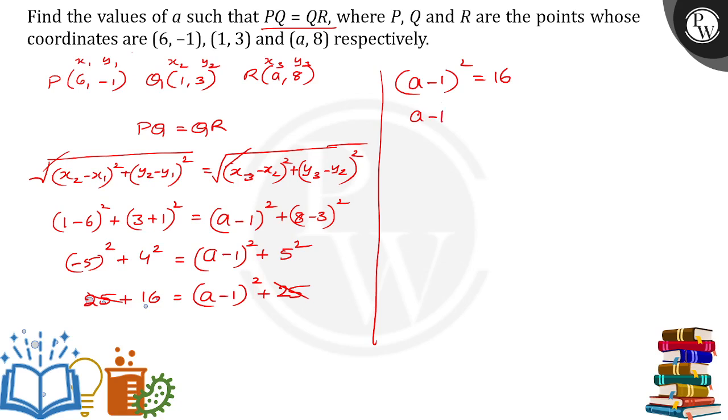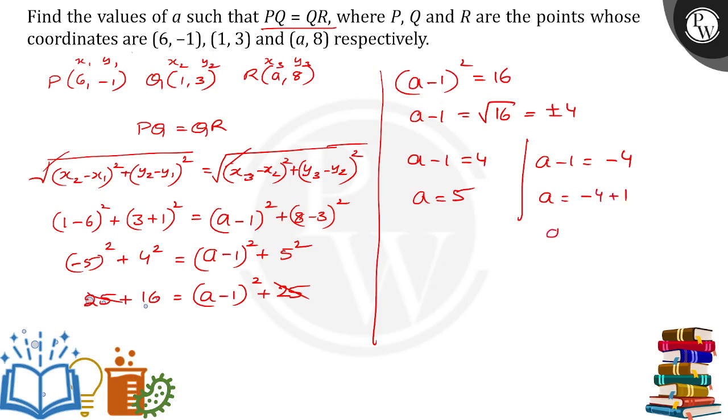So a minus 1 is equal to how much? Square root of 16, which is nothing but plus or minus 4. So if a minus 1 is equal to 4, then a is equal to 5. The same way, if a minus 1 is equal to minus 4, then a is equal to minus 4 plus 1, that is a is equal to minus 3. So therefore the values of a are 5 and minus 3.